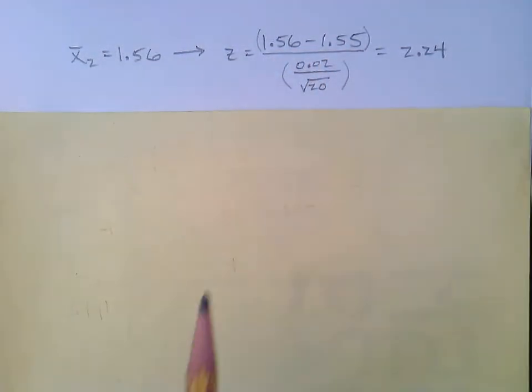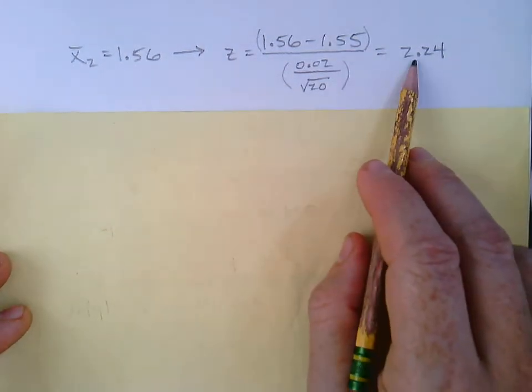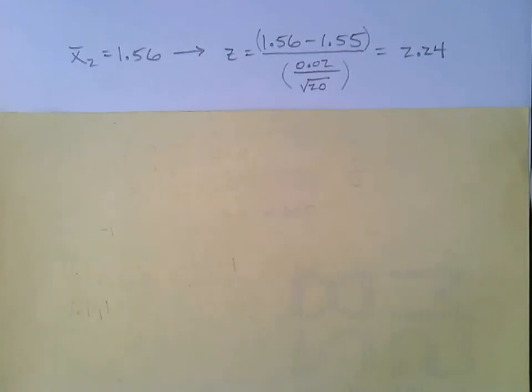The denominator is the same, so what does that mean for the z-score? Well, you do that computation and you'll get positive 2.24, which is really not surprising, seeing as our x bar 1 and x bar 2 are symmetrical about the mean. So our z-scores are symmetrical about the mean as well. Negative 2.24 and positive 2.24.